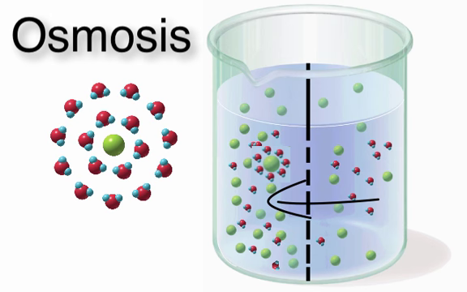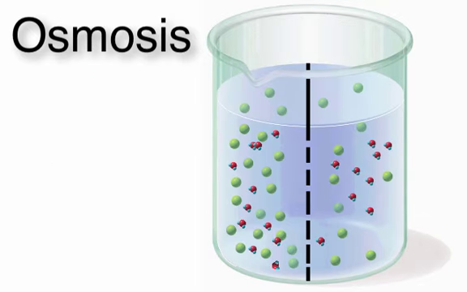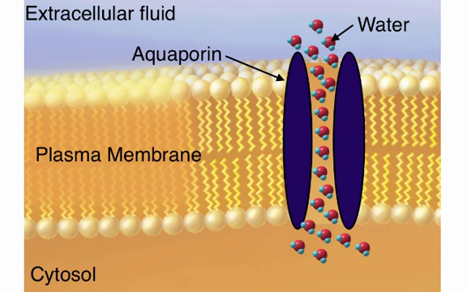This net movement continues until the opposite sides of the membrane have an equal concentration, in which case the net movement will also be equal. For example, our plasma membranes have protein channels called aquaporins. These are specialized for the passage of water. A cell can exchange a tremendous amount of water by osmosis.